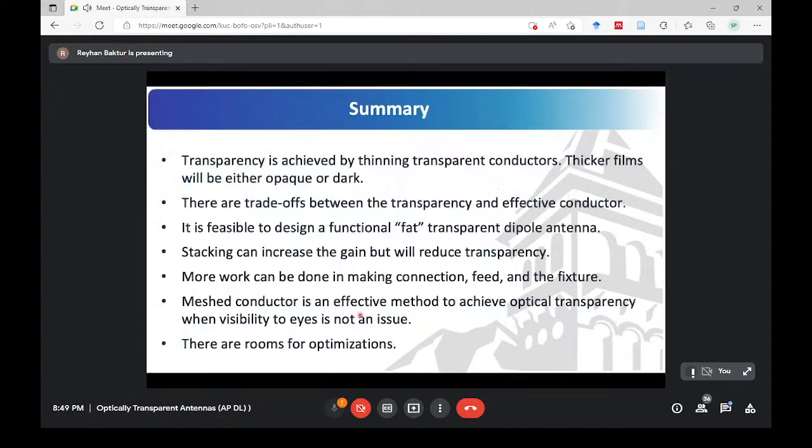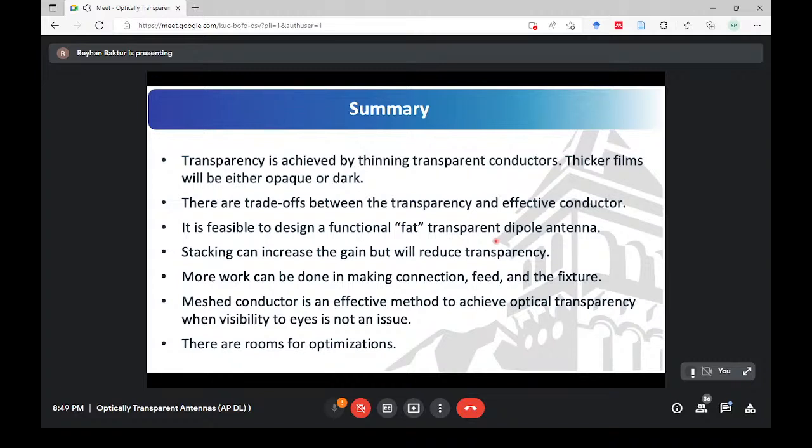So that brings us to the summary. Instead of reading through all of that, I'll just quickly give some pointers. To achieve optical transparency, we either use optically transparent conductors or mesh the conductor.